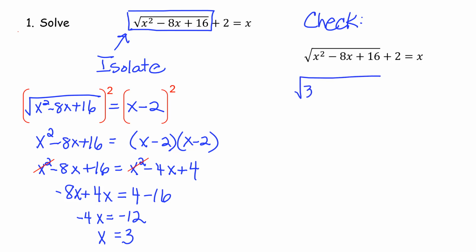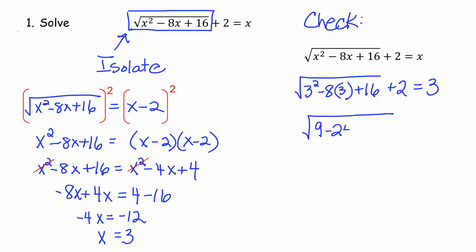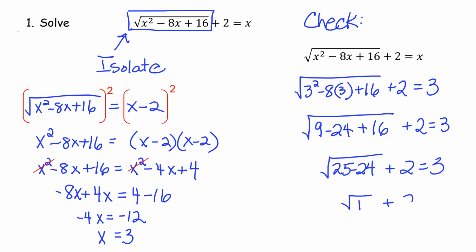So we're going to have the square root of 3 squared minus 8 times 3 plus 16, plus 2, is equal to 3. We're going to simplify it. So that's 9 minus 24 plus 16. And that is the square root of 25 minus 24. And that is the square root of 1. And the square root of 1 is 1. 1 plus 2 does equal 3. And so we know that this is the correct solution to this problem. And this was number 16. Sorry, I didn't mention that.